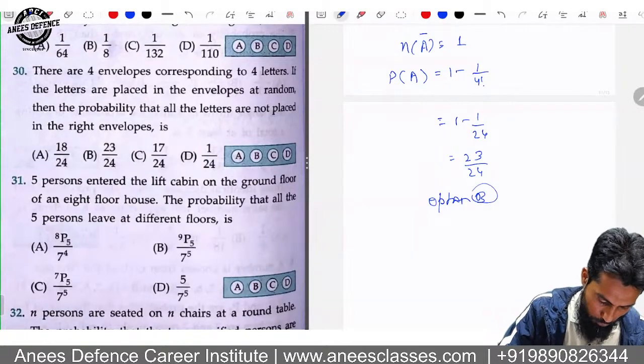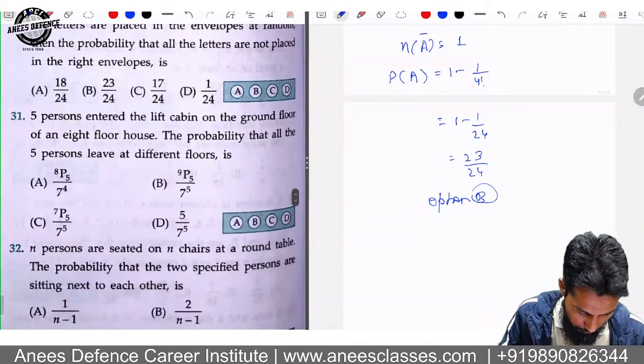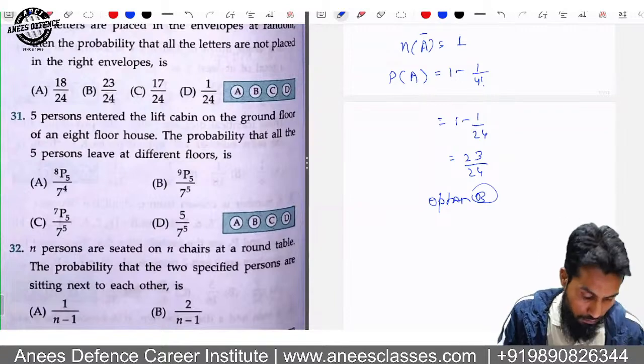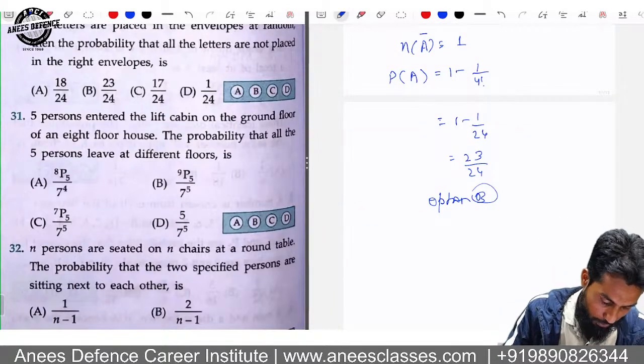Next, C for question number 31 now. No, B. B is correct.